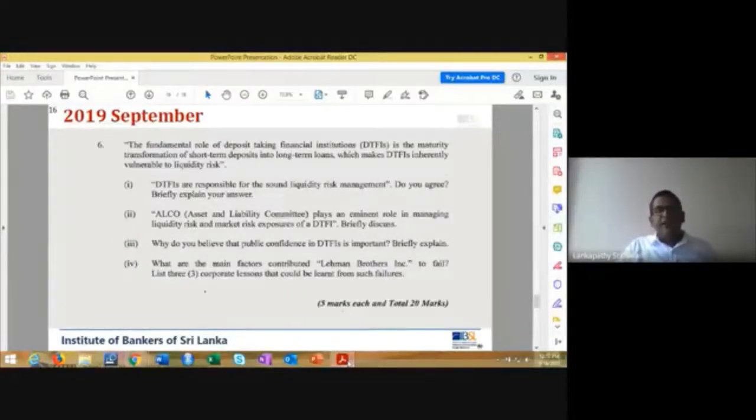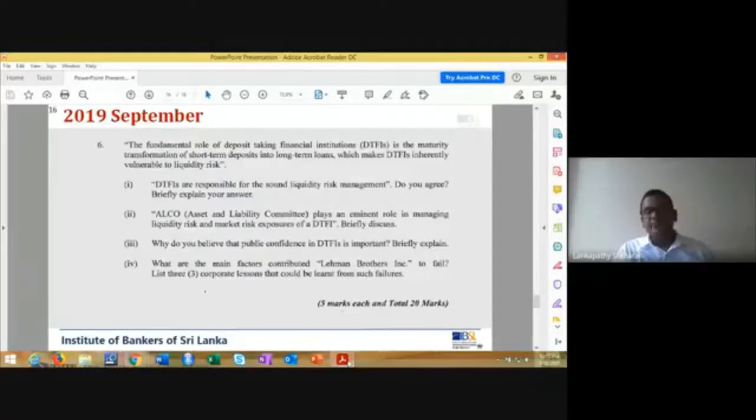And why do you believe that public confidence in the deposit taking finance institution is important? Because they are accepting public funds. Only when the public is confident will they deposit their money with the financial institutions. Compared to other businesses, banks and finance companies need more confidence to accept deposits. Otherwise, people won't deposit money in banks and finance institutions. If they lose that confidence, they will lose their business.